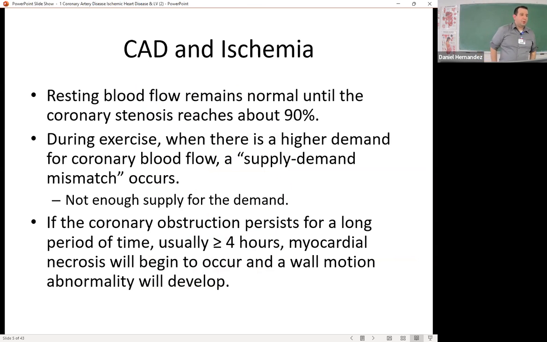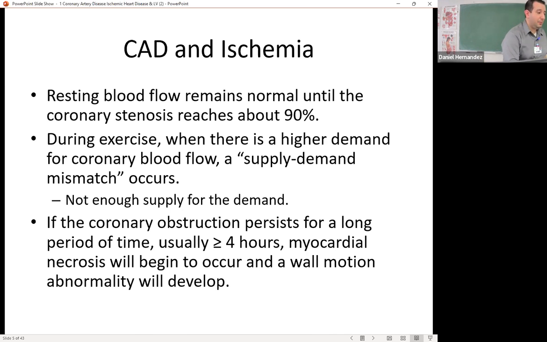When we're talking about coronary artery disease and ischemia, resting blood flow will actually remain normal until the coronary artery stenosis, or that blockage, reaches 90%. I found it kind of amazing to think that a patient's coronary artery could be up to 90% blocked, and during rest that heart is still getting adequate blood supply, oxygen, and nutrients to function, even though that artery is 90% blocked. That's a very high grade stenosis.